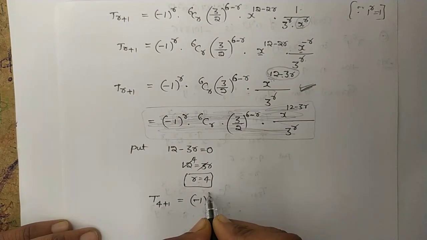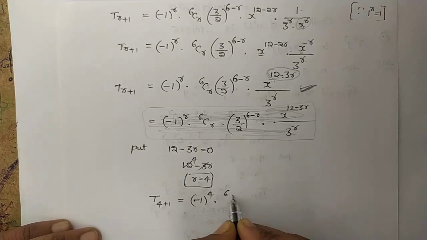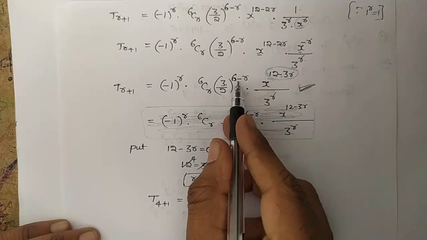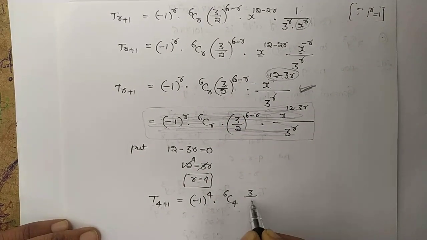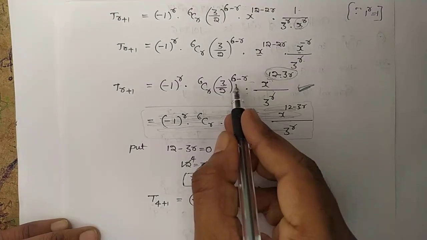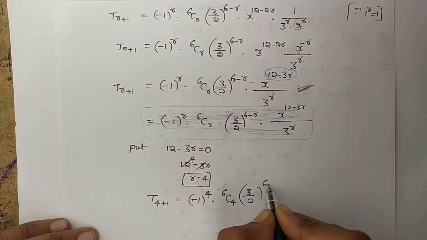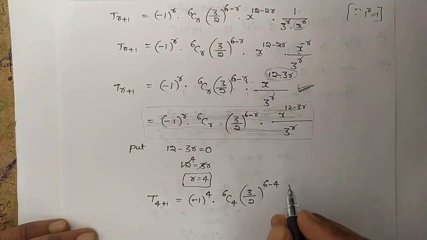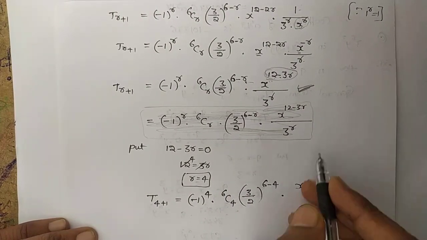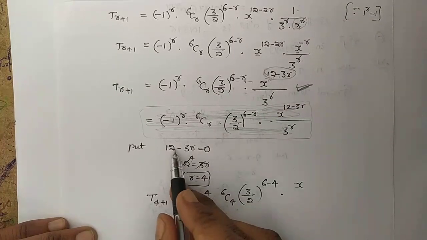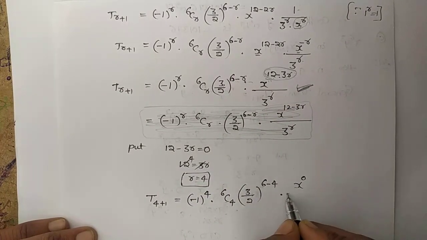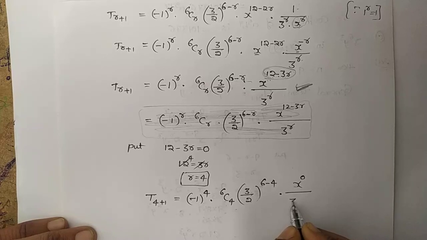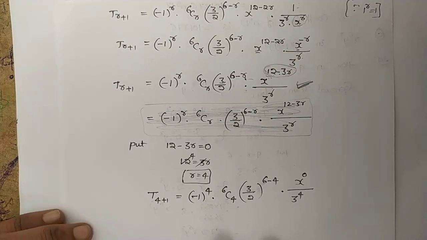minus 1 whole power r, which is 4, 6C4, 3 by 2 whole power 6 minus 4. I am just substituting 4 in place of r. That's it. X power 12 minus 3r, that is 0, divided by 3 power r, 3 power 4.